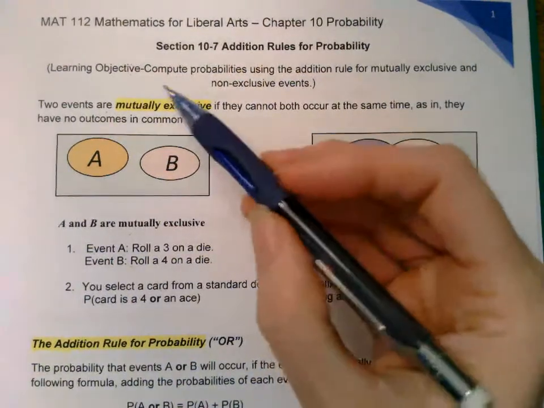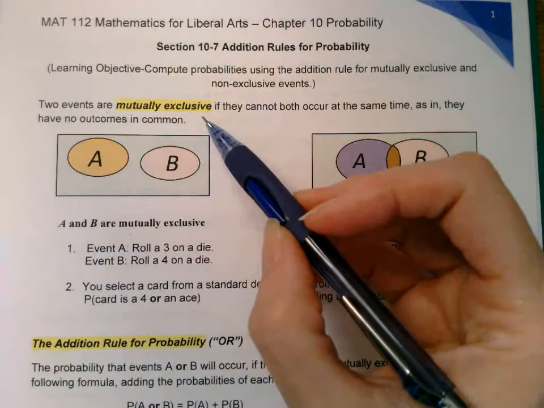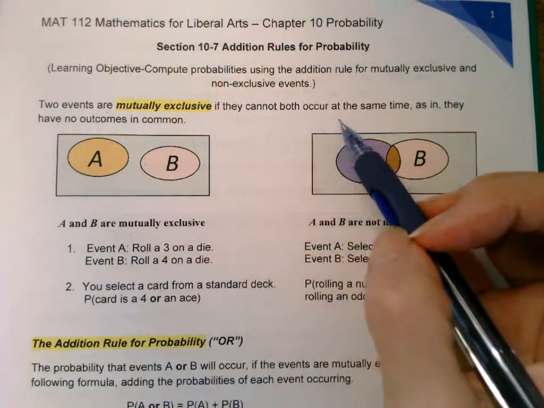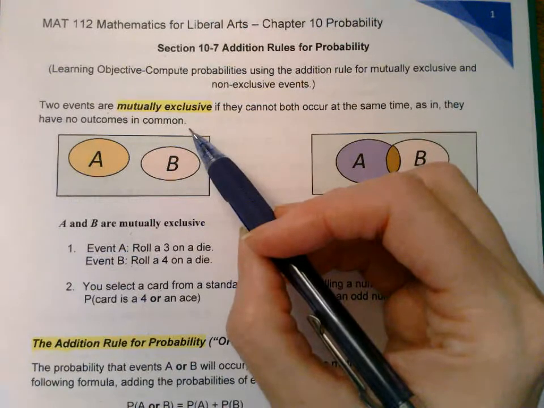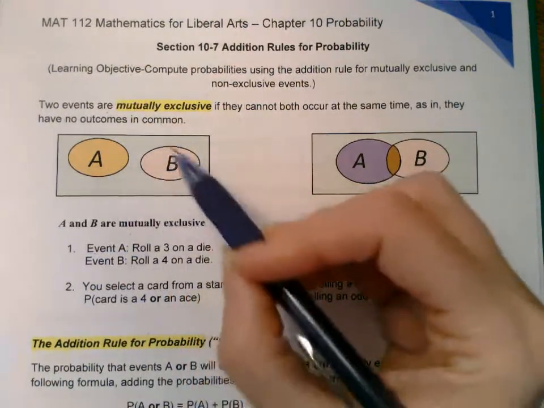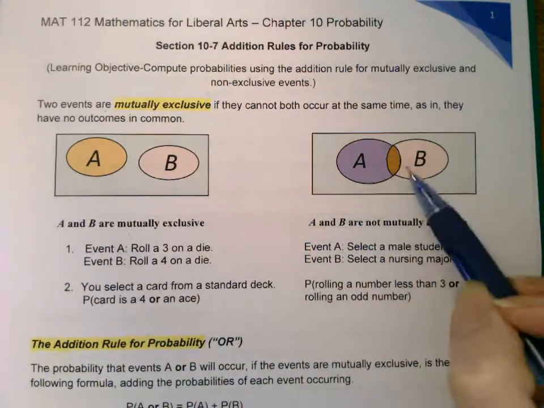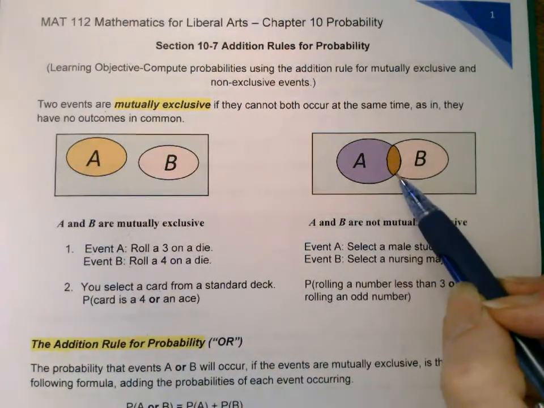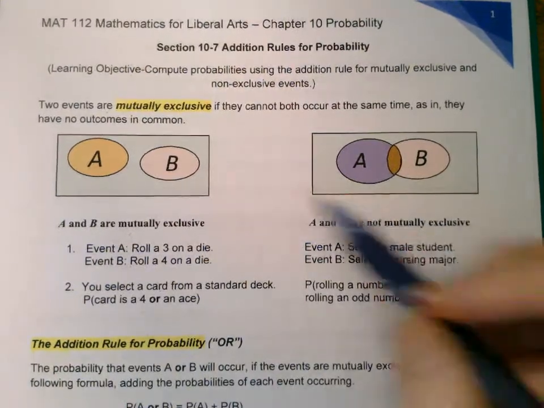Two events are considered mutually exclusive if they both cannot occur at the same time, as in there's no outcome in common. So this is the visual of mutually exclusive. This is the visual of not mutually exclusive. There's an overlap between the sets.